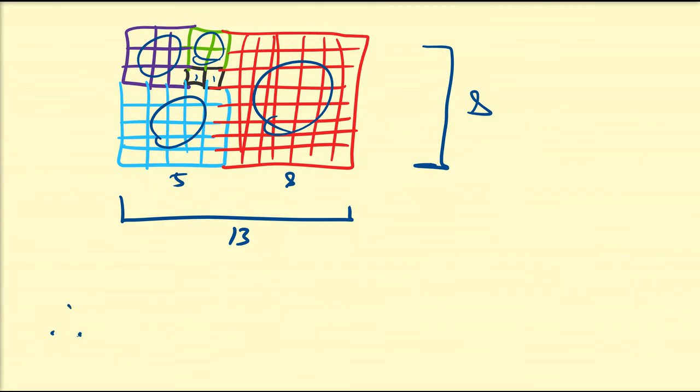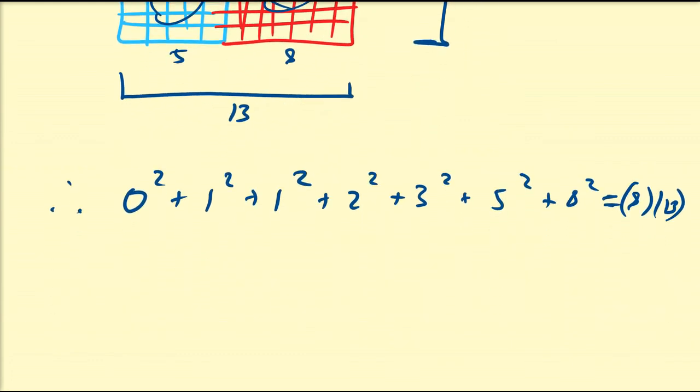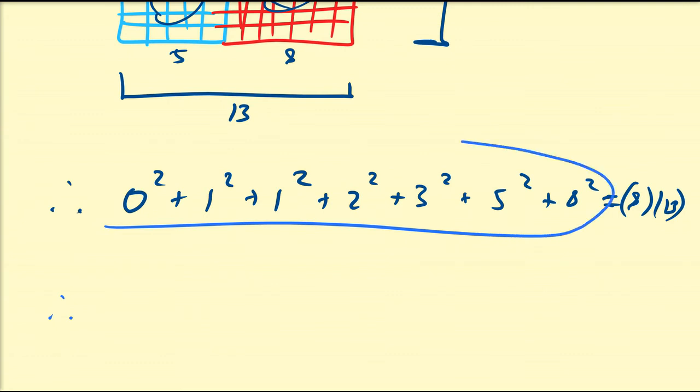So we can rewrite that as 0 squared plus 1 squared plus 1 squared. Of course you don't need the 0 squared, but I just want it to be there. So we have 2 squared plus 3 squared plus 5 squared plus 8 squared is equal to, just from this picture, that's just going to be equal to 8 times 13. Right? So how can we rewrite that in very compact notation?